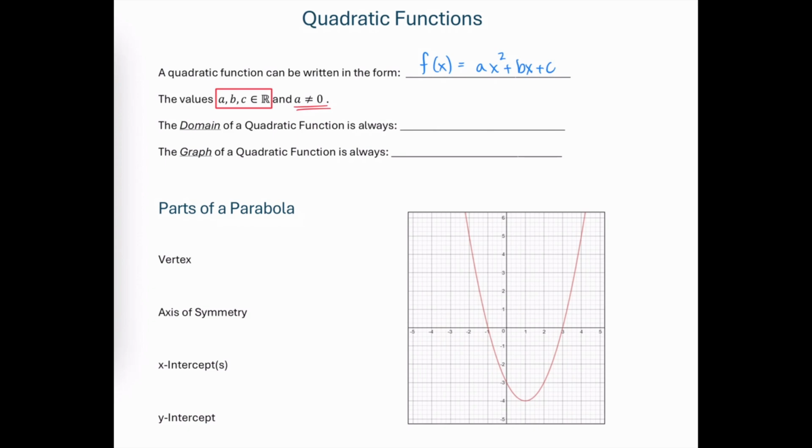Because a quadratic function is also a polynomial, the domain of a quadratic function is always going to be from negative infinity to positive infinity, which is all real numbers. And the graph of a quadratic function is always going to be a parabola.